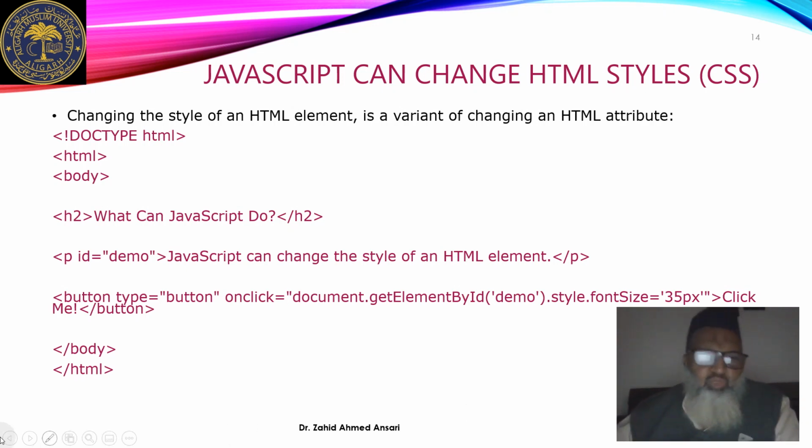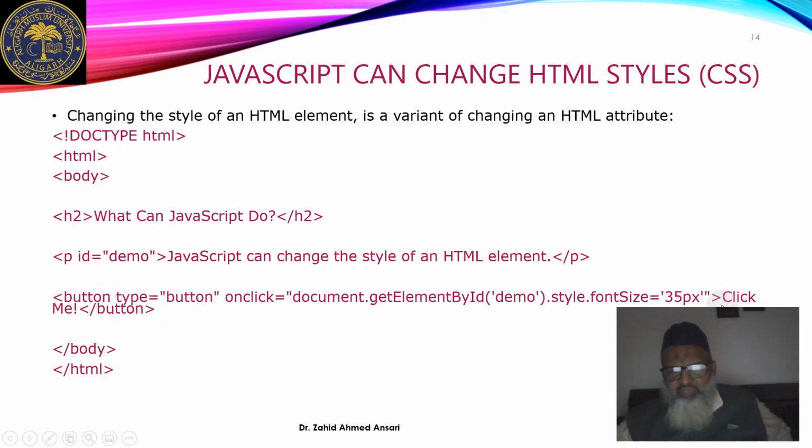So what are we doing in this script? We have a doctype HTML, the HTML tag, and the body tag. In that we have a heading, what can JavaScript do? Then we have a paragraph whose ID is demo, in which we are writing JavaScript can change the style of an HTML element. And then we are changing the style in this. We have a button.